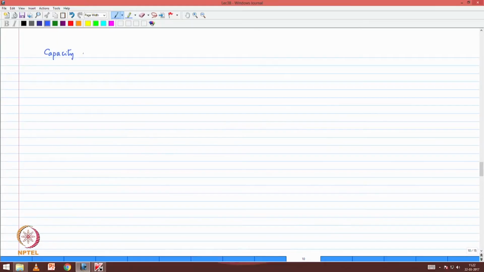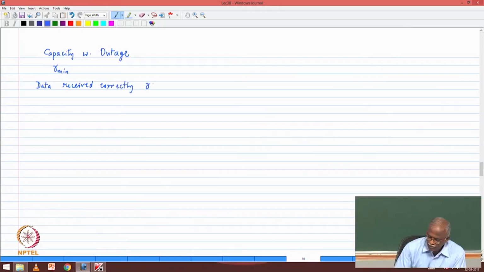Capacity with outage. Just a few highlights. Basically, we decide what is gamma min, above which you want the information to get through. So data will be received correctly if gamma n is greater than or equal to gamma min. Okay. And outage, which is something that we know exists because we have designed the system accordingly, happens if the probability that gamma of n is less than gamma min.